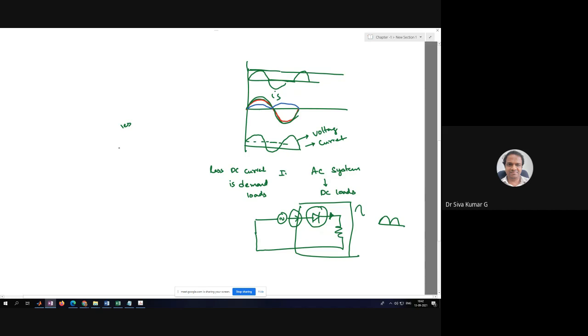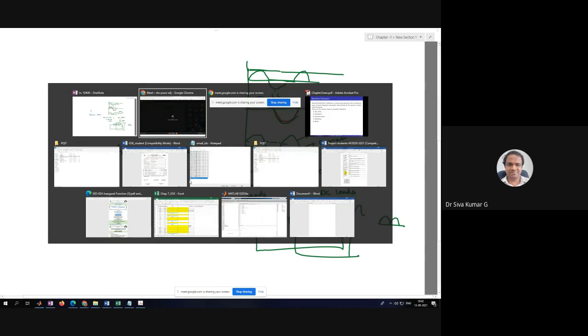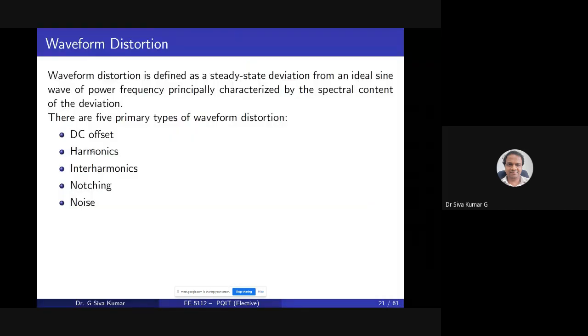See, most of the loads are going to use a full wave converter only, not a half wave converter or half wave rectifier, because they are not going to have DC currents in a system. Yeah, one thing is the DC offset is one of the quantities which is creating the waveform distortion. Okay, next is the harmonics.